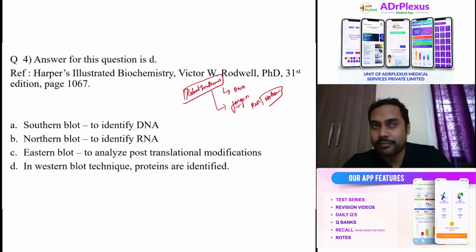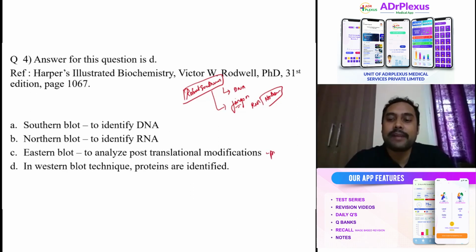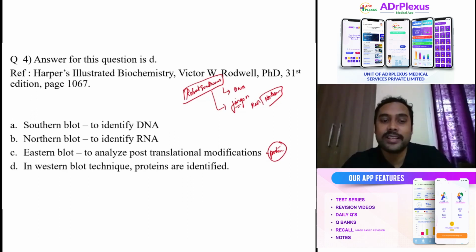And Western blot, most of you would have known by this time, is for antigen-antibody or protein-antibody reactions. What about the Eastern blot? Eastern blot is something to analyze post-translational modifications in proteins. After translation, after the proteins are synthesized, what are the modifications? That is called the Eastern blot.